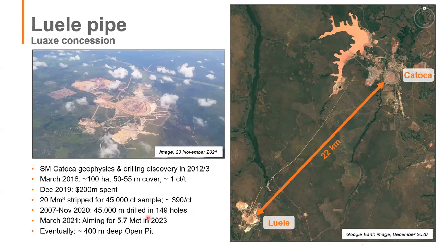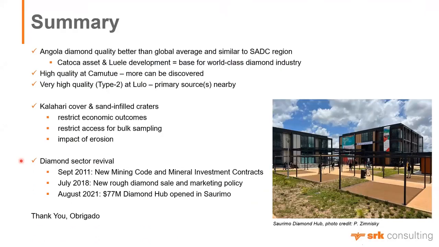This is how much they've drilled. As of March 2021, they were aiming for 5.7 million carat production in 2023, and eventually it will be a 400-meter deep open pit. That's another thing to look forward to in Angola. I think we've covered the first point nicely. Diamonds from Angola are very similar to what we see in the rest of the SADC region. There's a very high quality at Kumutwe. More of those can be discovered.